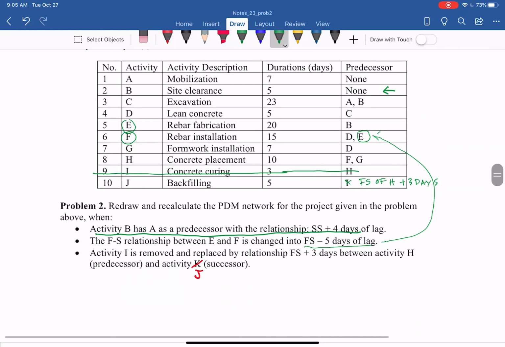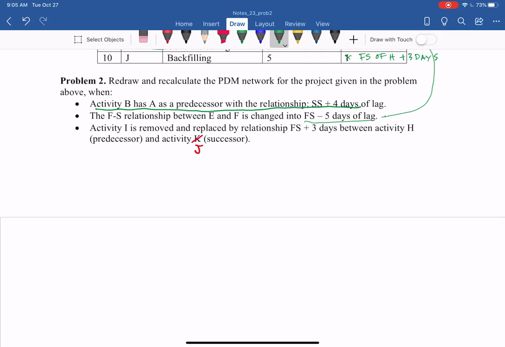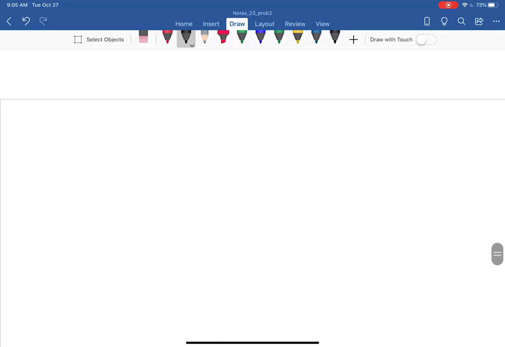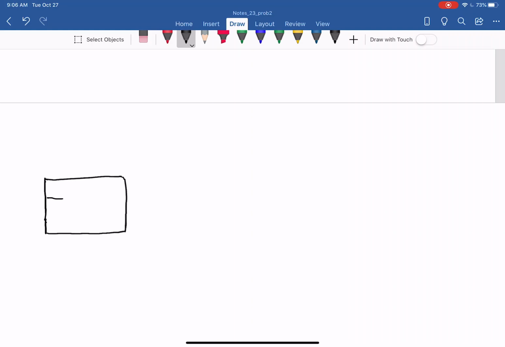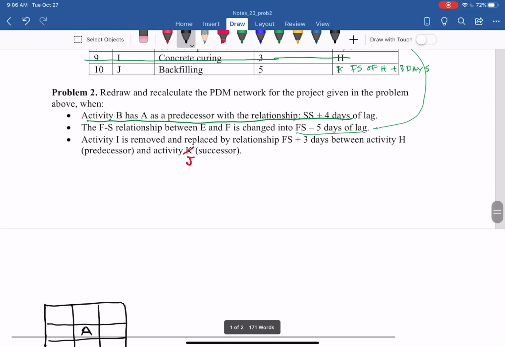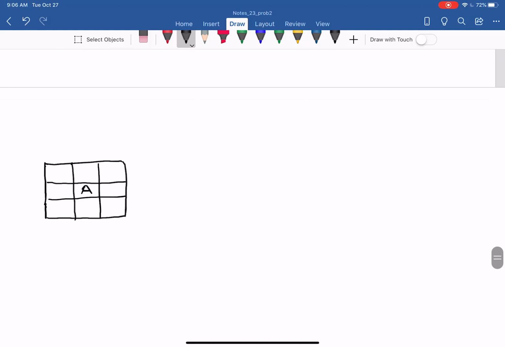So A and B: now B starts plus 4 days. We still have A with no predecessor, so you can draw activity A here. And activity B starts 4 days after activity A starts. So A starts 4 days before B can start. Then we can put that here for activity B.